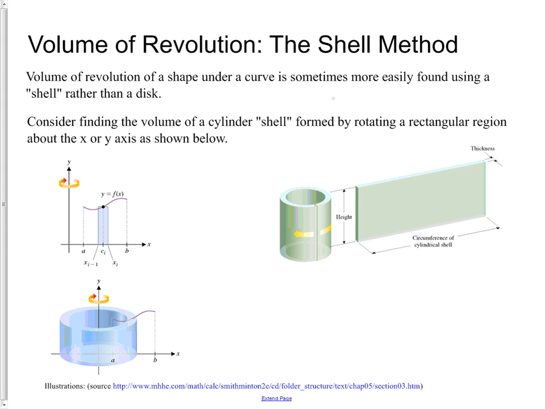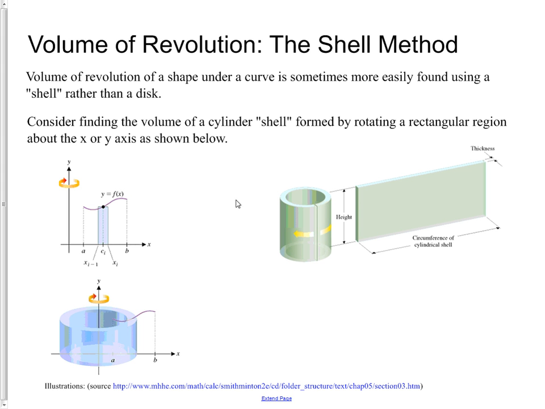Another one would be if we were to take something like a strip, a dx width strip, let's say under the curve y equals f of x, and rotate it about the y-axis, creating a shell, creating what would look like the outside of a can, right, with some sort of thickness right there. How would we find the volume of that thickness?